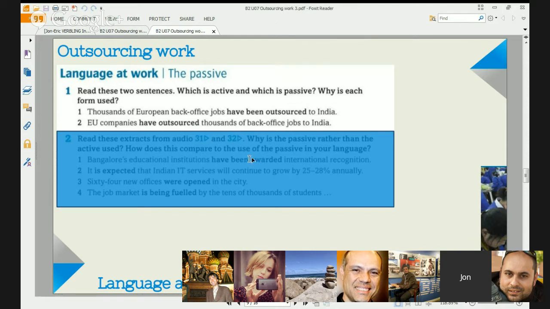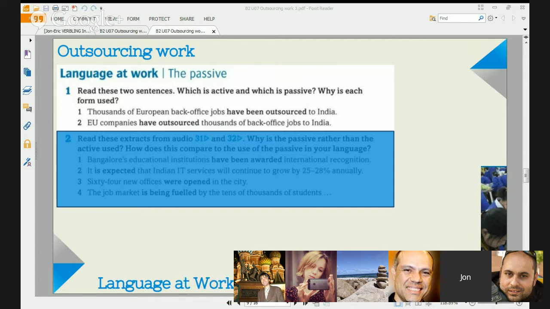And Paulo, could you read number 2 for us? EU companies have outsourced thousands. Outsourced. No. Listen. Outsourced. Remember, you got to spit at the end. Outsourced. Very good. That's it. EU companies have outsourced thousands of back-office jobs to India. It's difficult. Okay, but that sounds good. All right, thank you.